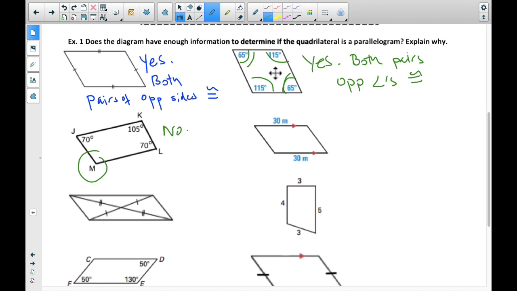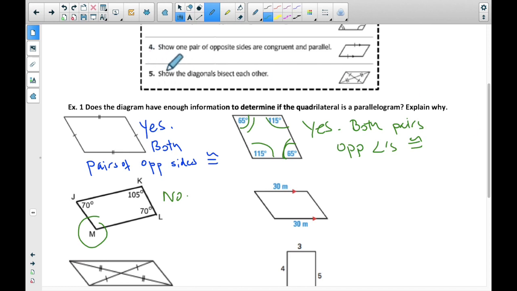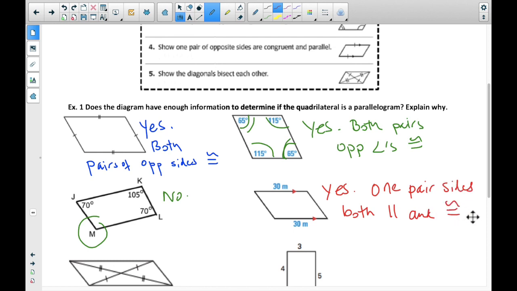Okay, let's look at this next one. This next one matches with the one I said was kind of new to us. That is the fourth one here. And so this is a yes. Why? Because we have one pair of opposite sides that are congruent and parallel. And I think I said that wrong. They're both congruent and parallel. So one pair of sides are both parallel and congruent.